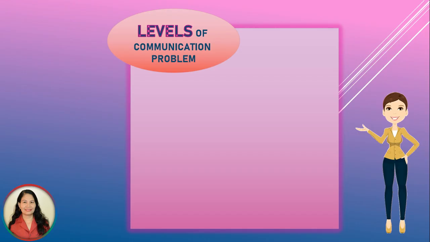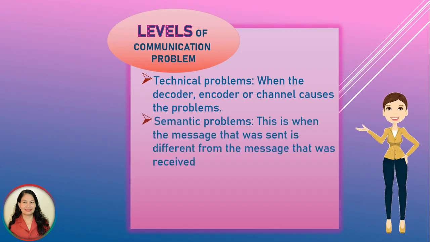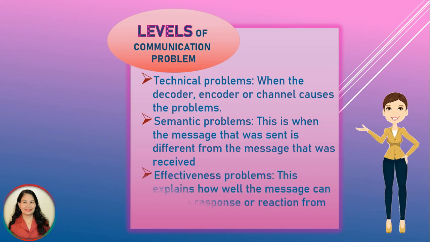These are the technical problems, semantic problems, and effectiveness problems. Technical problems: when the decoder, encoder, or channel causes the problems, for example, when a machine important for the communication of the message has an error. Semantic problems: this is when the message that was sent is different from the message that was received. Effectiveness problems: this explains how well the message can cause a response or reaction from the receiver.